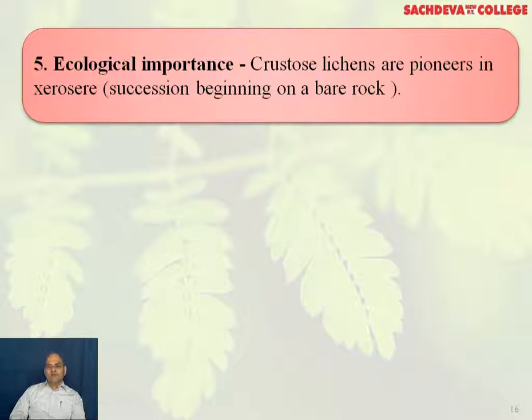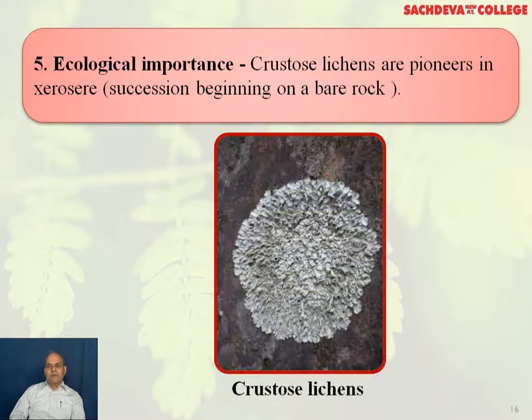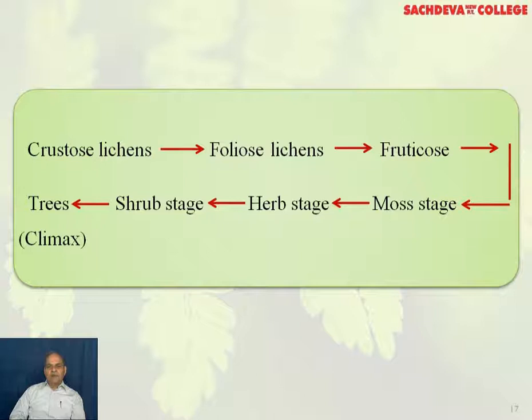Ecological importance. Crustose lichens are the pioneers in the xerosere, that is the succession beginning on a bare rock. The first to appear on a bare rock is the crustose lichen, and this is followed by foliose, then fruticose, then moss, then herbs, then shrub, and finally the trees. So that is how the succession on a bare rock starts, and it ends with the tree, that is the climax.